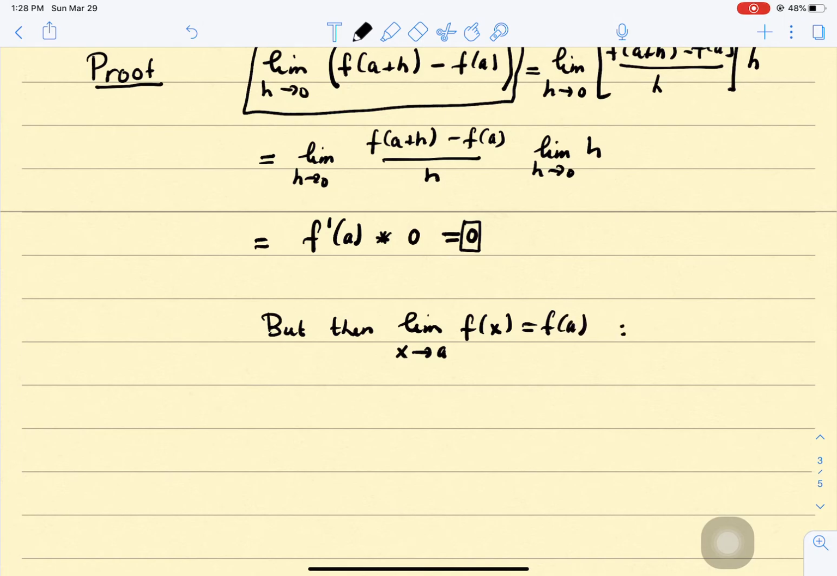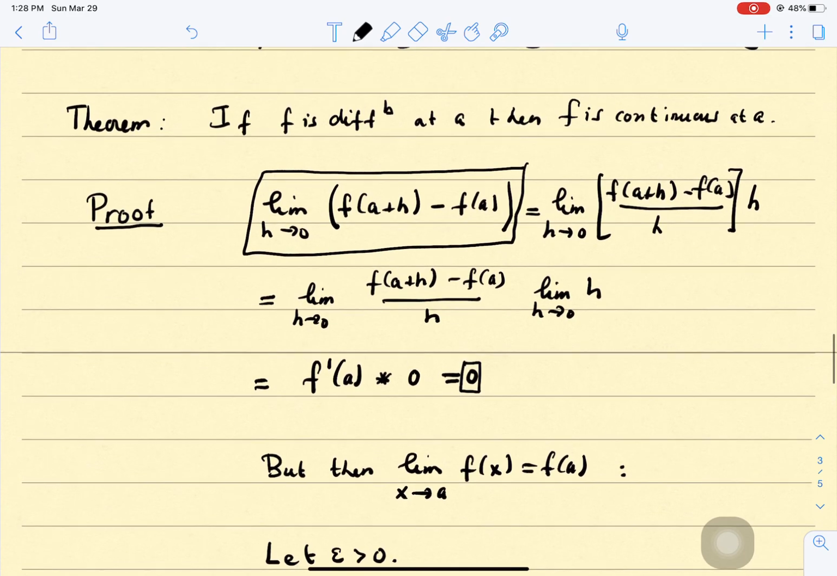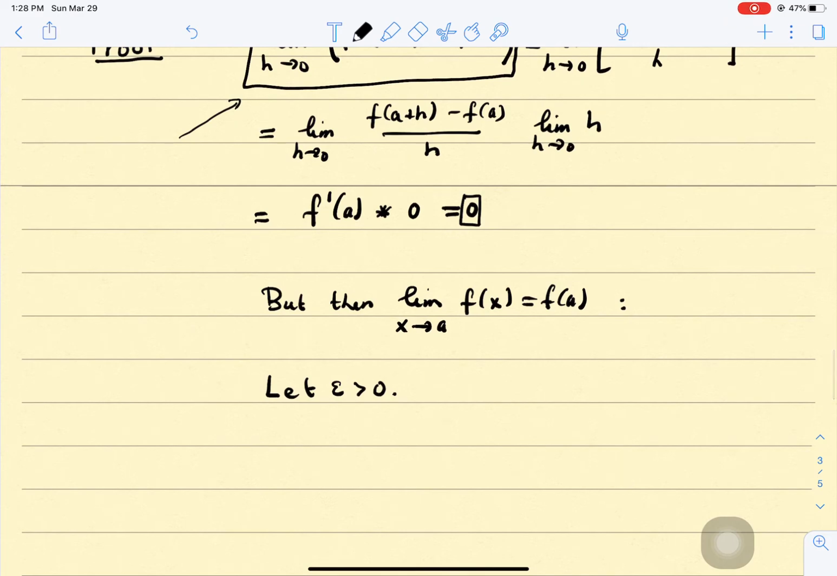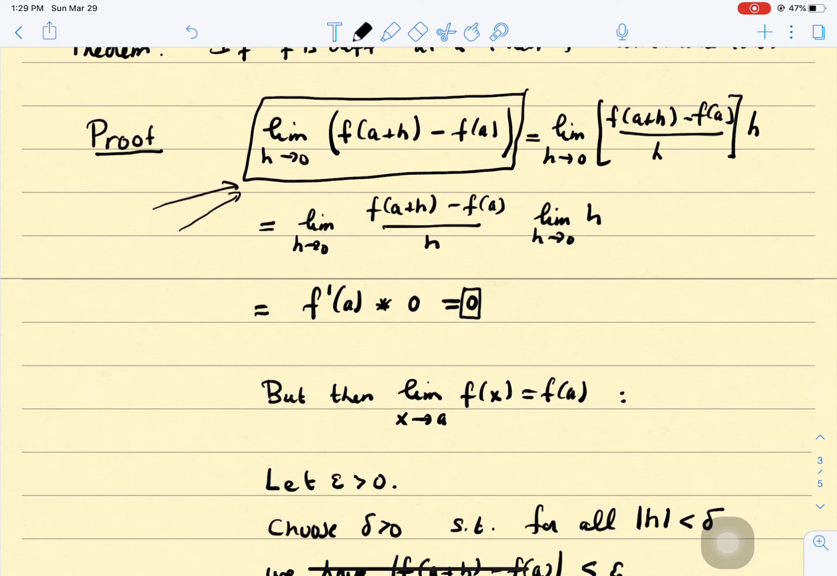Now let's write that part of the proof out. How does a proof of that nature go? It goes by: let epsilon be bigger than 0. Now, what I have is that the limit as h goes to 0 of f at a plus h minus f at a is equal to 0. I'm going to use that now. So I'm going to choose my delta such that for all h in absolute value less than delta, we have f at a plus h minus f at a in absolute value is less than epsilon. That is just the definition of the limit as h approaches 0 of f at a plus h minus f at a being equal to 0.